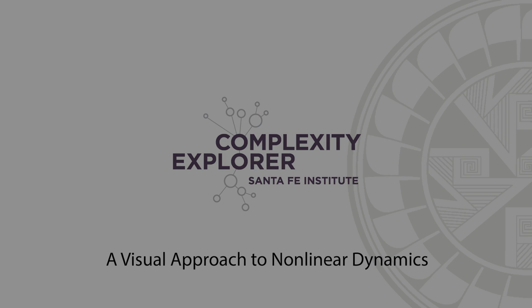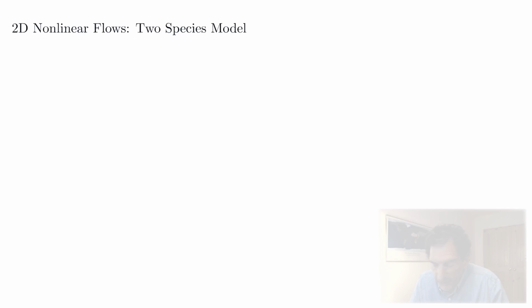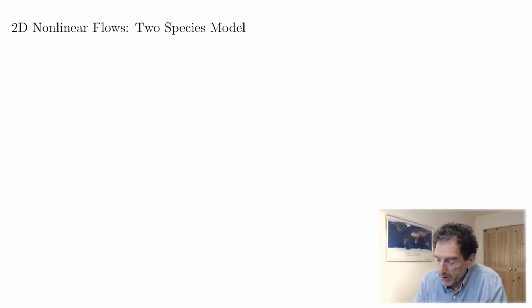Let's now look at some two-dimensional dynamical systems where nonlinear effects play a role. And the first example I want to present comes from population ecology, namely two interacting populations. So let's imagine we have two species A and B that are living in some kind of an ecosystem, and their evolution is given as follows.